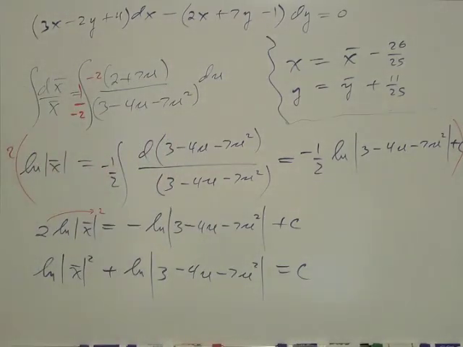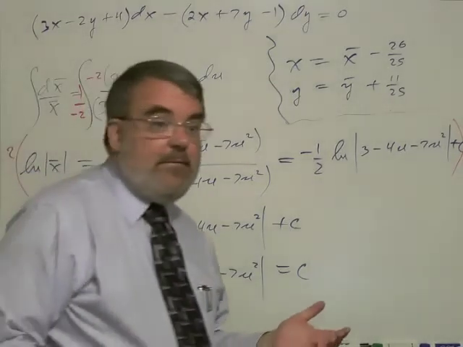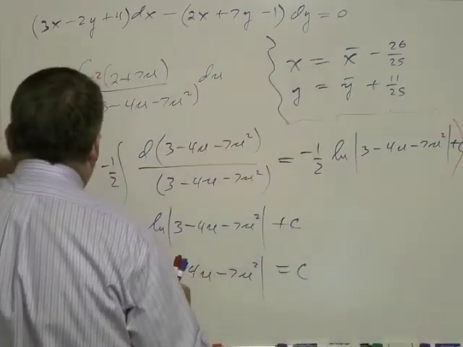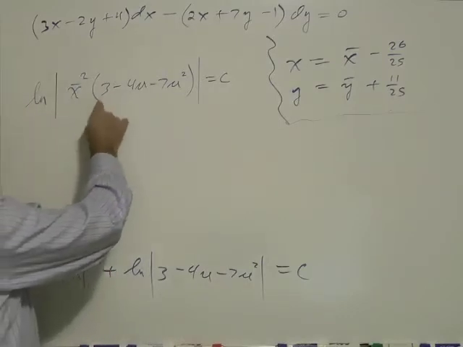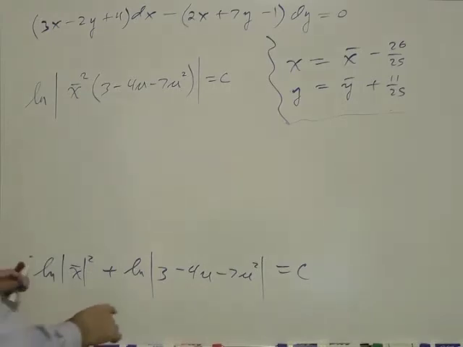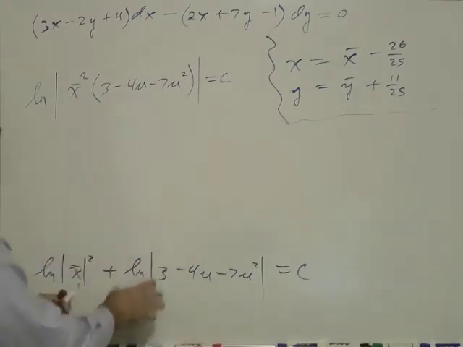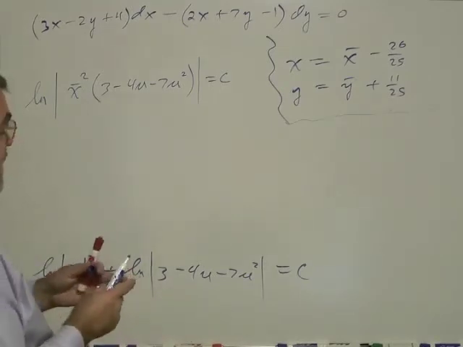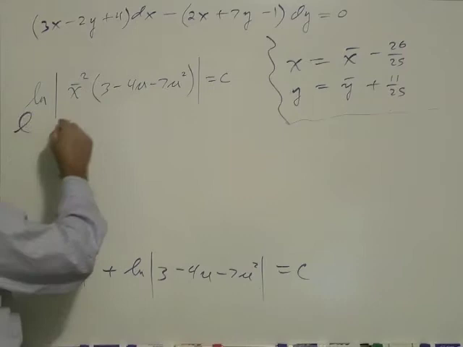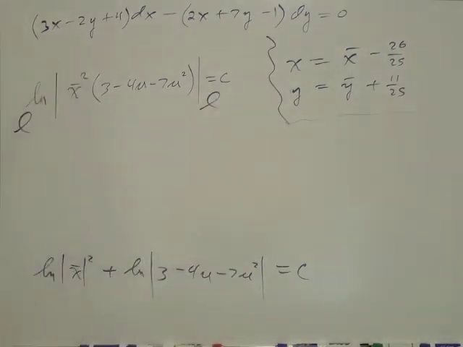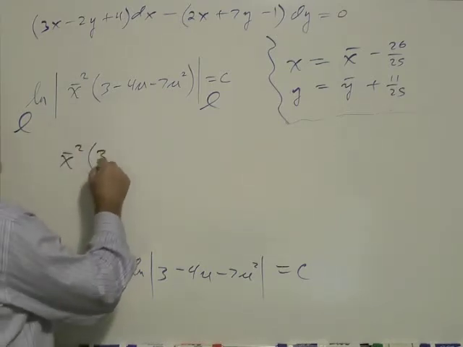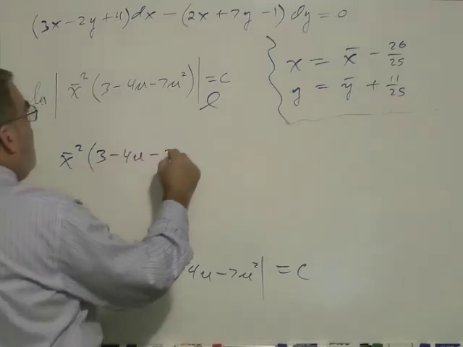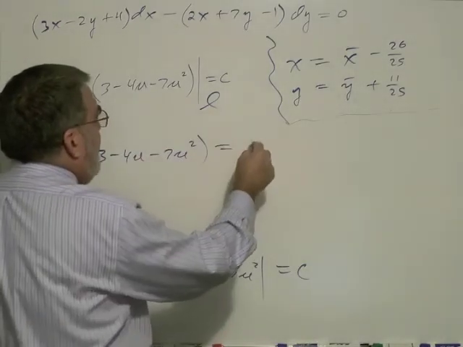Okay. Now I can add these logarithms together. The sum of 2 logarithms is the logarithm of a product. So we make some room up here. Here we are. We've got natural log x bar squared, parentheses, 3 minus 4u minus 7u squared. That was again by combining these logarithms into a single logarithm. It's a product. Equals that constant on the right side. And now let's get rid of the logarithm by making both sides an exponent of e. And so now I've got x bar squared, and that always gets rid of the absolute value too. Also, 3 minus 4u minus 7u squared. e to the c is still a constant.